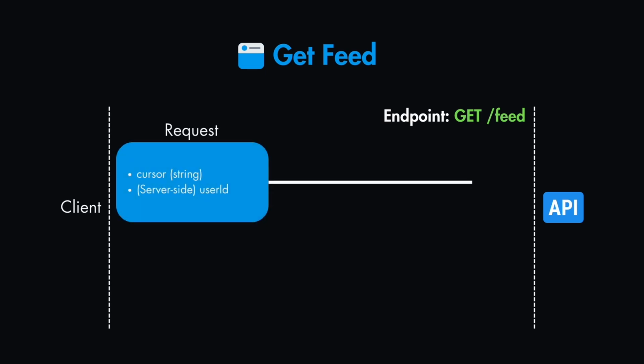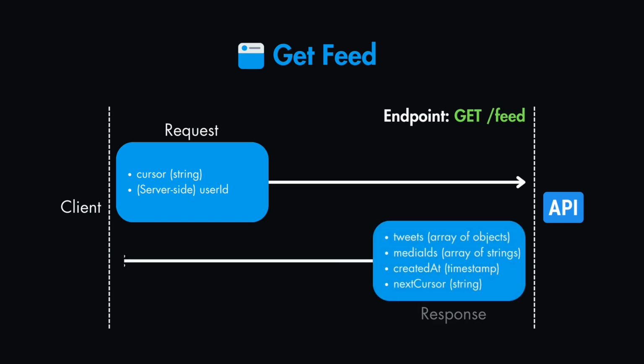In the request, we can optionally include the cursor, a string, which is a pagination token to fetch the next set of tweets. And from the server side, we will receive the user ID so that we know which feed we need to return. In the response, we will receive an array of tweet objects, and each of them will contain media IDs, which is an array of strings of images and videos. And for each of them, we will also contain the created at timestamp and also the next cursor, which is a pagination token to fetch the next set of tweets.